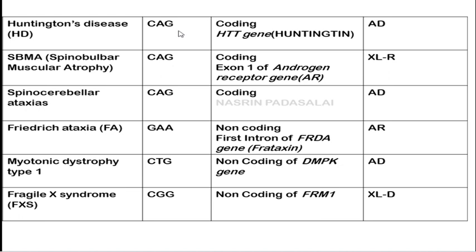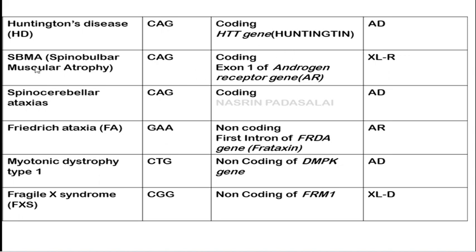For a normal person, the repeats range from 10 to 30, but a person with Huntington disease will have a repeat sequence repeated around 100 times. Therefore, it creates a disease, and this repeat is present in the coding region, that is, the coding region of the HTT gene, which codes for the Huntington's protein.